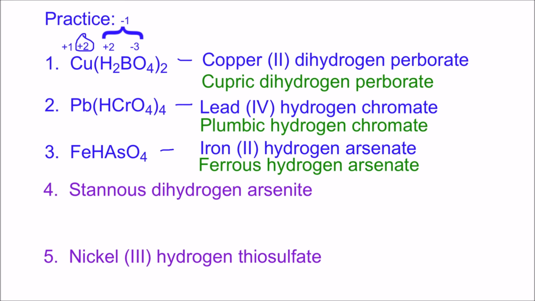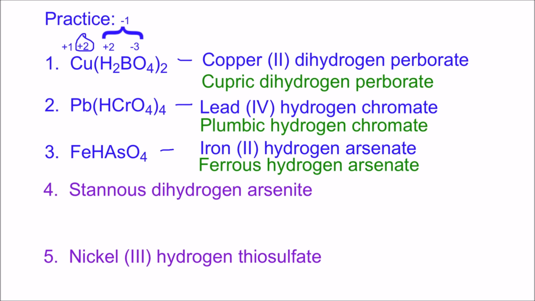Now we need the common name. The Latin stem for lead is plumb, and then since lead can be a 2 or a 4, and we have the 4 version, we end it with ic. So we have plumbic hydrogen chromate.